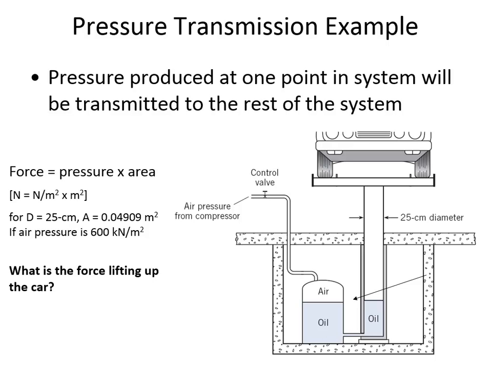But more typically, like here when it says the air pressure is 600 kilonewtons per square meter, that says that they've pressurized this tank to be 600 kilonewtons per square meter above the atmosphere that surrounds that tank. So that's the gauge pressure, not an absolute.